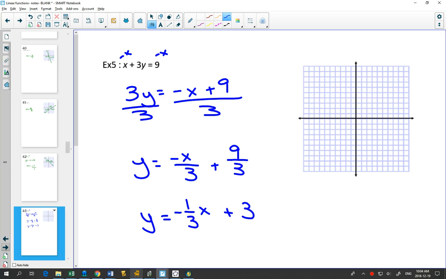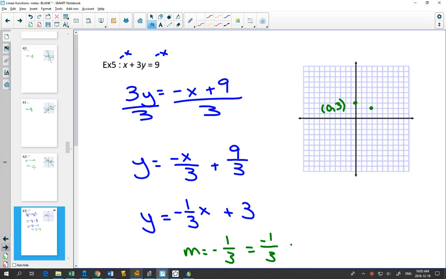The reason that's nice to do is because now we can say that our y-intercept is (0, 3), and our slope is negative 1/3. Now, when you write negative 1/3, you can put that negative up with the 1 if you want, or you could put that negative with the 3. It doesn't matter. If I put the negative with the 1, can you see that I would go down 1 over 3?